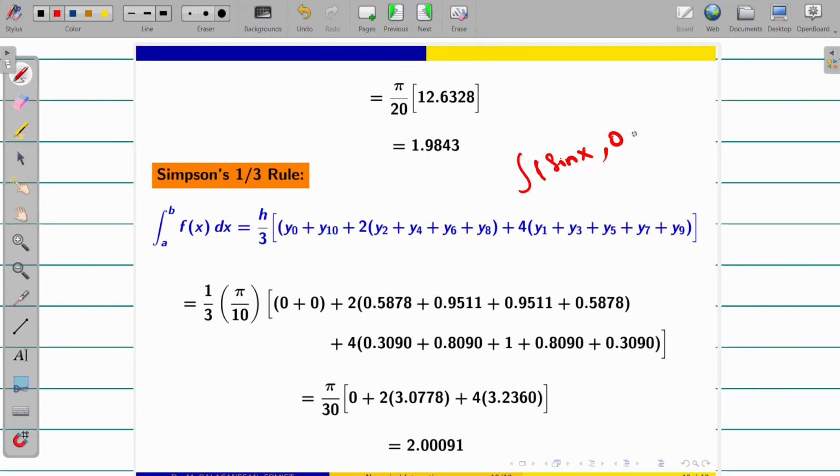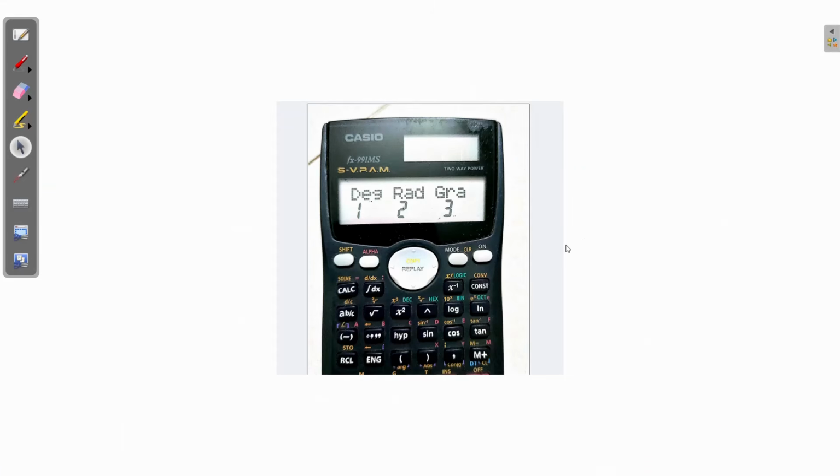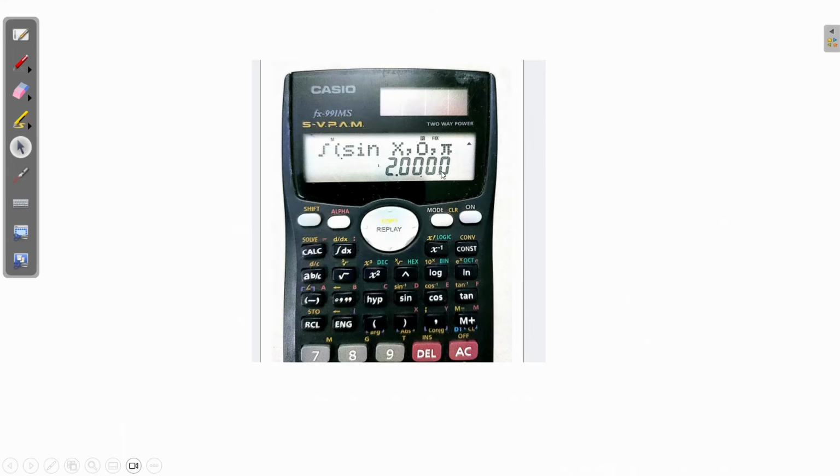Comma, lower limit is 0. Comma, upper limit is pi. Press the equals button. You will get the answer 2 point whatever it may be. I will show you what the answer will be. Look at that, exactly it is 2. If you are integrating that also, we will get 2 only.